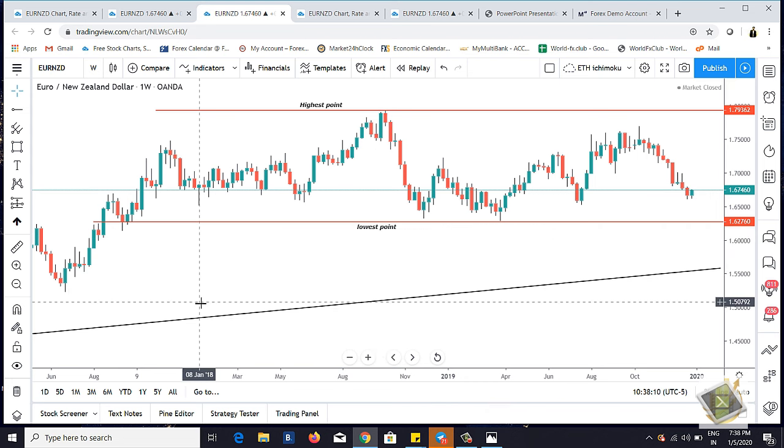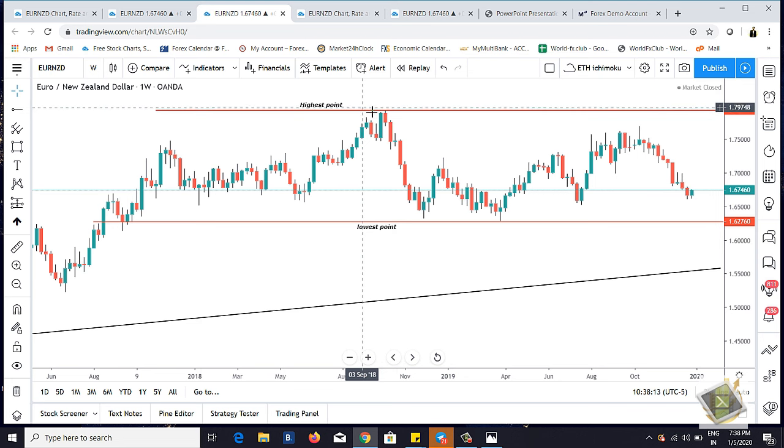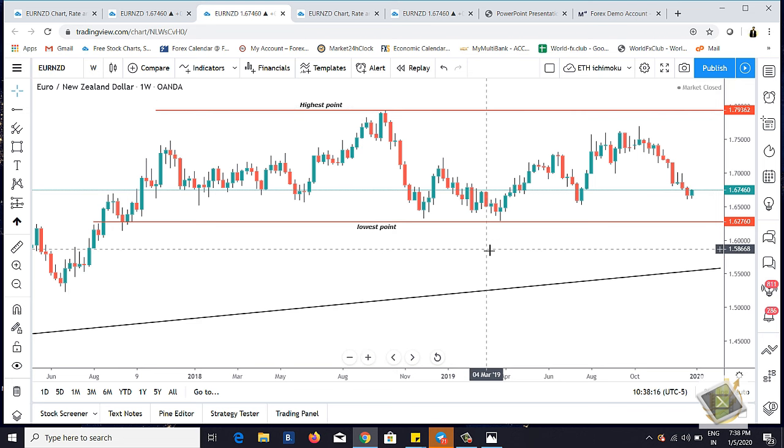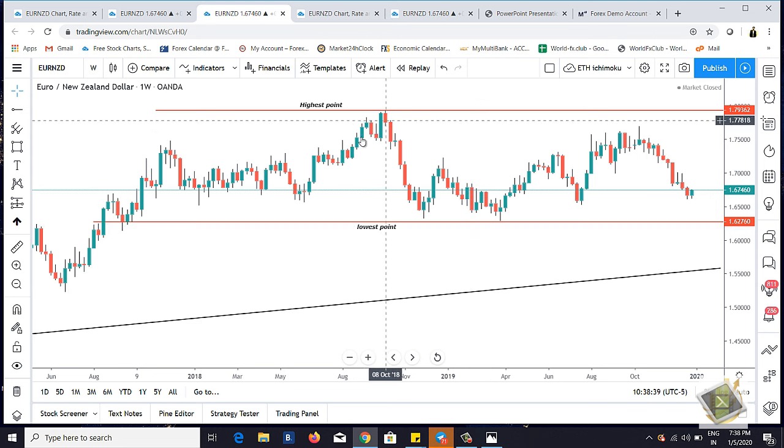Once we have identified the highest point and the lowest point, what do we need to do next? We need to find areas where price generally bounces back. It can be at the peak, it can be at the bottom, it can be anywhere. We have to find those areas where price is not staying for long, and once it reaches that area, it bounces back. If you see this area, price did not stay here for long. Once it touched this area, it went down. And same here, when it touched this area, it went up.